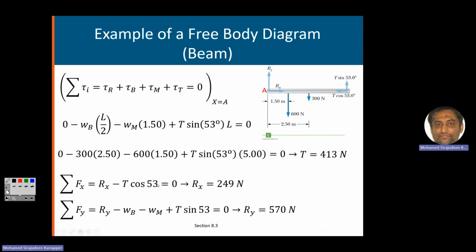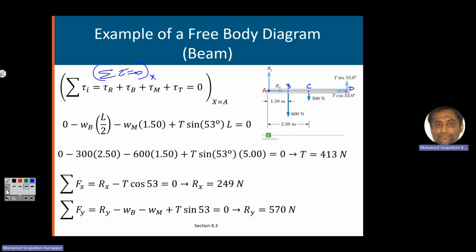Let me start with the net torque equal to 0. And then I need to choose my point. What is my point x? We have several choices. I can choose it here. I can choose it there. I can choose it here. I can choose it here. Let me call it B, C, D.